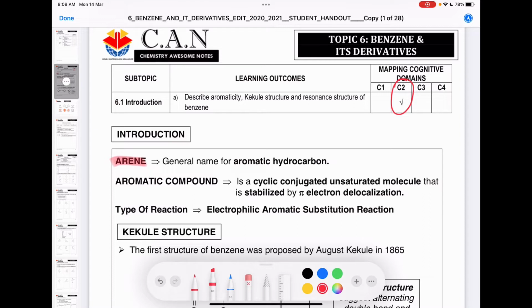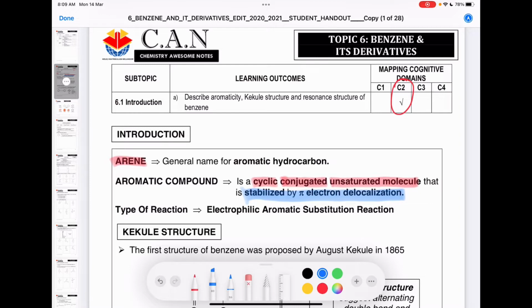Okay, so benzene ring ini dia adalah cyclic. Lepas tu dia adalah conjugated molecule, and then satu lagi dia adalah unsaturated molecule. Okay, so as you can see here, mentioned here, it is stabilized by pi electron delocalization. So I'm going to explain to you what is meant by pi electron delocalization.